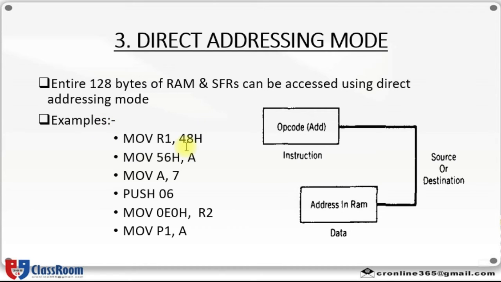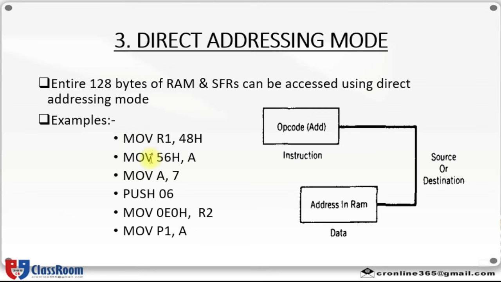Then direct addressing mode uses registers as 1, 2, 3, etc. Instead of R0, R1, R2, R3, direct addressing mode uses registers 0, 1, 2, 3 up to 7. So R1 can be denoted as 1, and R0 can be denoted as 0. That means it is accessed or addressed directly. So in direct addressing mode, data is in a RAM memory location whose address is known, and this address is given as a part of the instruction.